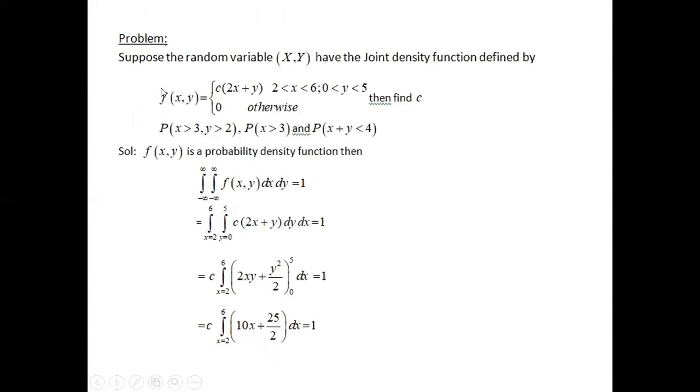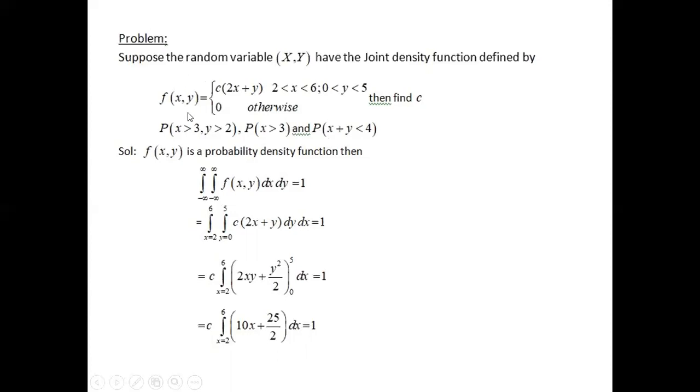So we'll go with one more problem. Suppose a random variable capital X comma Y has the joint density function defined by f of x comma y equals c times (2x plus y), where 2 is less than x is less than 6 and 0 is less than y less than 5, and 0 otherwise. Then find the value of c, the probability of X greater than 3 and Y greater than 2, the probability of X greater than 3, and the probability of X plus Y less than 4. So we know that a function is said to be a probability density function if the integration minus infinity to plus infinity, integration minus infinity to plus infinity f of x comma y dx dy equals 1.